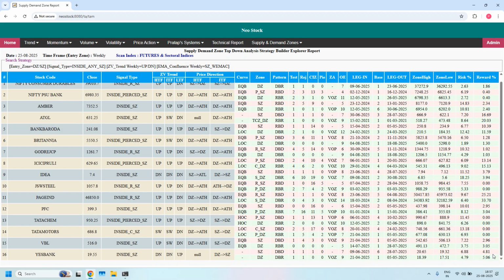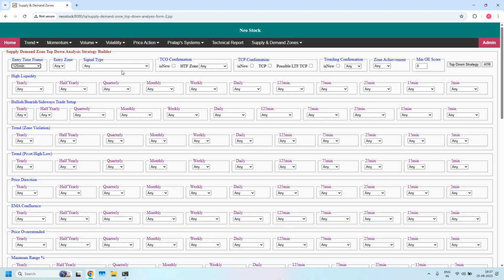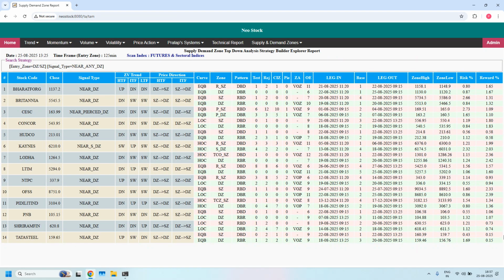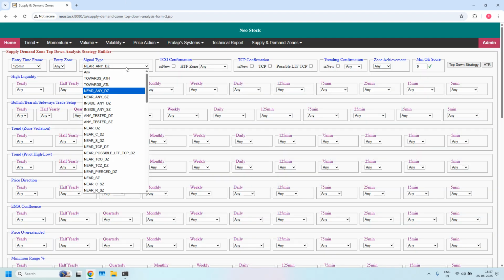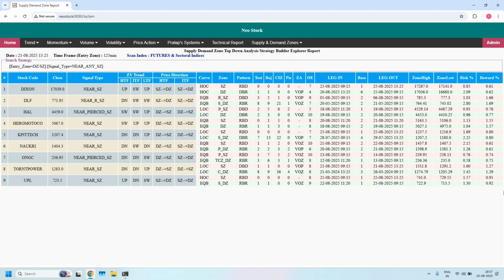Okay, next time frame daily already generated in the beginning of the report. So the next time frame is 125 minutes. Stocks near to the 125 minutes demand zone. We got 14 stocks. Next, stocks near to the 125 minutes supply zone. We got 9 stocks.